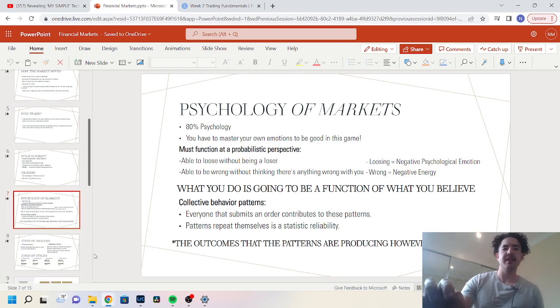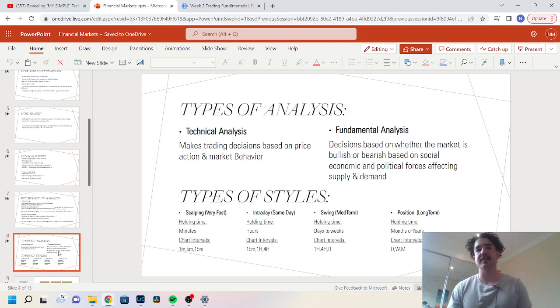So we're just touching on everything today. The types of analysis: there's both technical and fundamental analysis. Technical is trading based on the market action and market behavior. So you're pretty much sitting back looking at charts, plotting points of interest on a chart where you think price is going to move. Whereas with fundamental, you're watching the news, deciding whether a company has bearish or bullish tendencies.